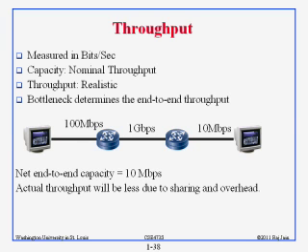Now, if you have many links along the path, your throughput will be determined by the bottleneck. So let's say you have 100 megabits to the first router, then there is a gigabit between 2 routers, and then 10 megabit to the next computer. What is the speed you will get on this path? 10 megabit. Right? So the end-to-end capacity is only 10 megabit. Actual throughput will be less due to sharing and overhead.